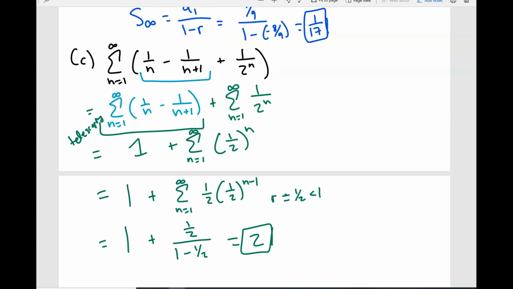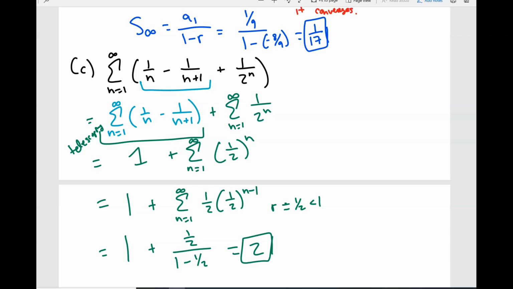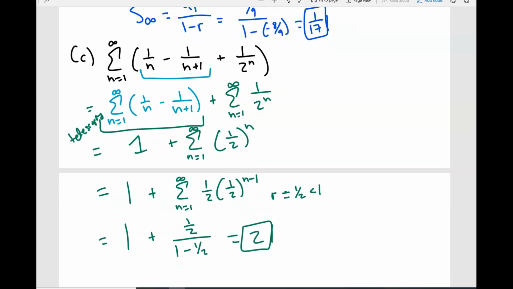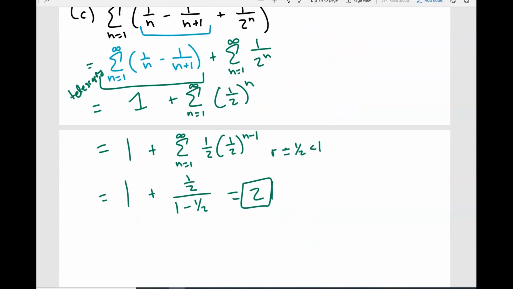So you always want to be very careful. You want to pick out, does this kind of look like a telescoping sequence and series, or does this kind of look like a geometric? Does it look like a harmonic? And then based on that, you should be able to figure out what these sums are.